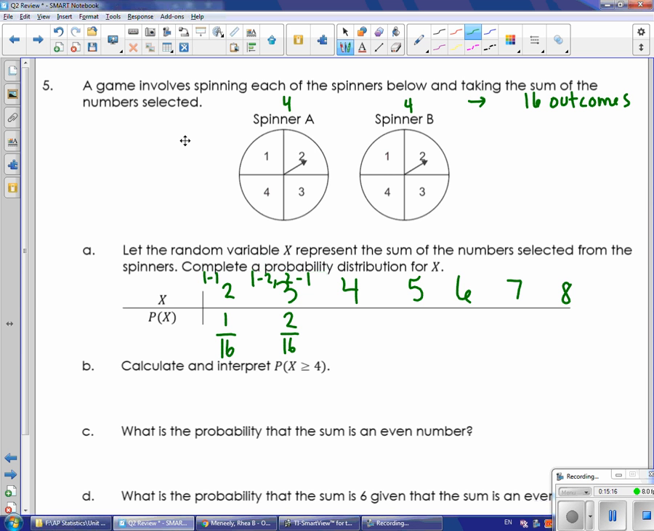Well, if I think about a 4, I could have a 1 and a 3, a 2 and a 2, or a 3 and a 1. Those are the 3 ways that I could get a sum of 4. And so that's going to be 3 out of my 16 outcomes. For a 5, I could get a 1 and a 4. I could get a 2 and a 3. I could get a 3 and a 2. Or I could get a 4 and a 1. So in this case, there are 4 ways.